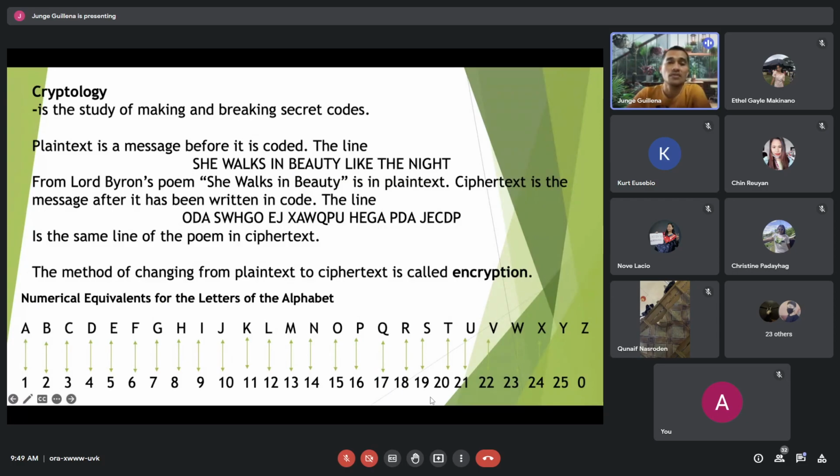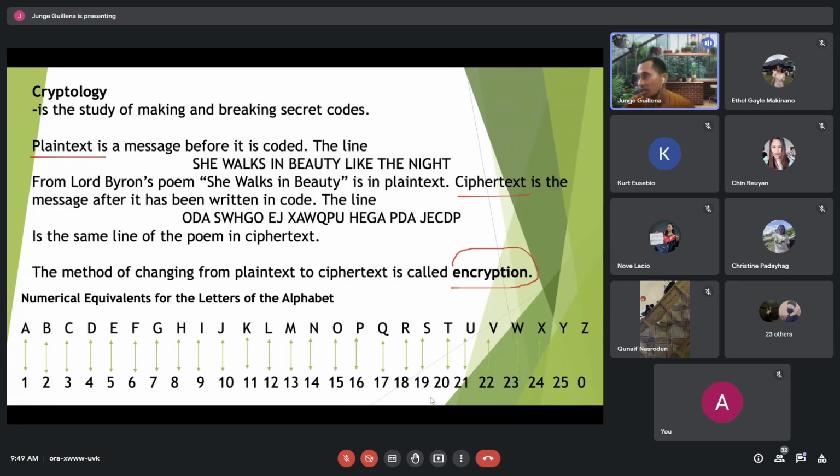Okay? So this is called ciphertext. Take note that ciphertext is after it is written in code, and plain text is before it is coded. Okay? So the ciphertext form of this plain text, she walks in beauty like the night, is this one, O DASWSO. You cannot read that one anymore. Okay? So the method of changing from plain text to ciphertext is called encryption.